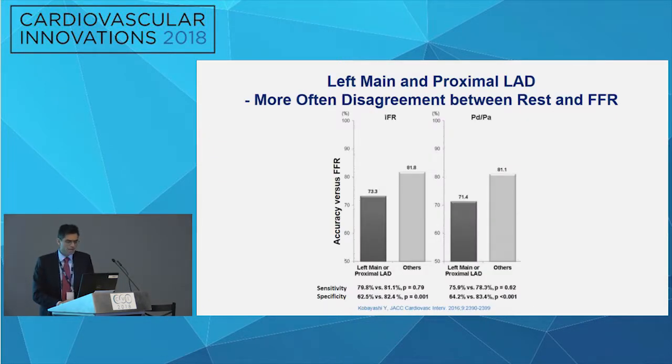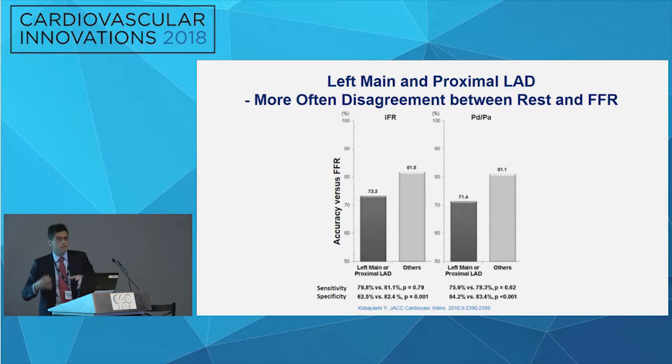The other subgroup of people where there is less correlation between the resting indices and the FFR is the left main. So for left main, there was significantly less correlation. So left main with resting indices may be a little harder to accurately determine. It might have to do with the larger area of myocardium being supplied. But nevertheless, I think most people agree that for left main, you probably want to do FFR, and it also has to do with a certain way of doing it. You want to do FFR in both the LAD and the circumflex as well.